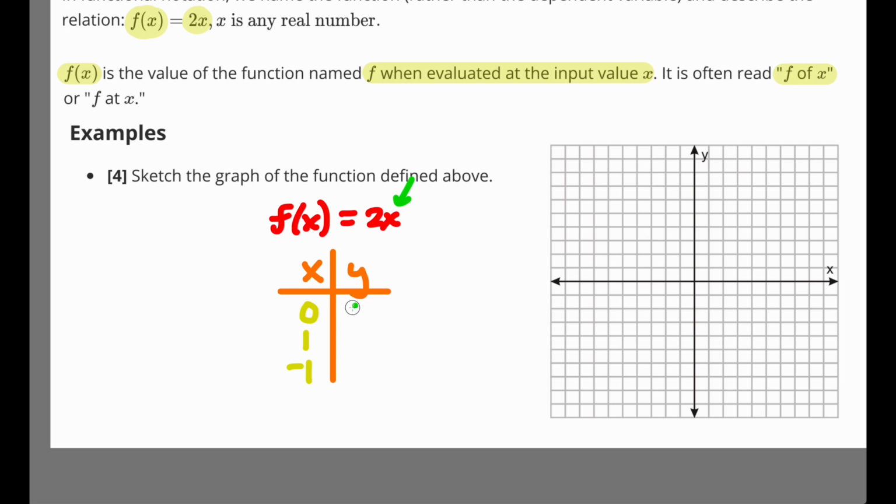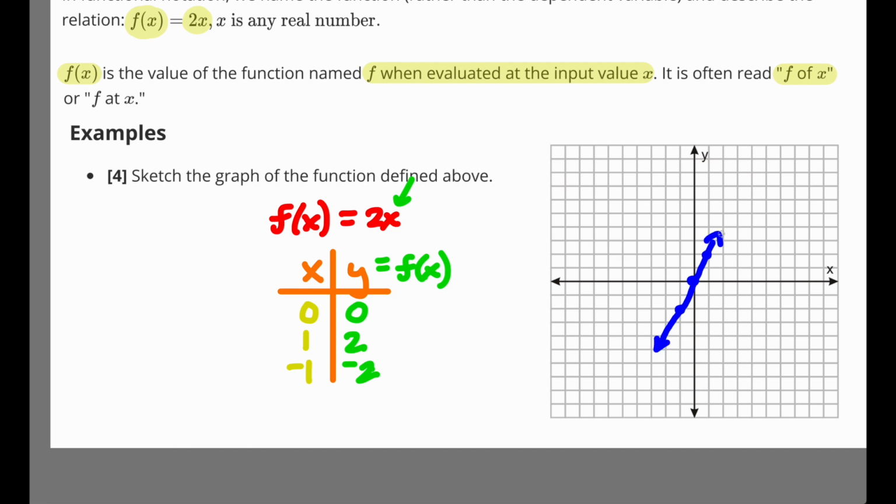So 0 times 2, the y is going to be 0. And again, this could actually say y is equal to f of x. It's going to be the same thing. Okay, f of 1 is going to be 2, f of -1 is going to be -2. And what I can do now is plot those x's and y's and then just connect the dots essentially. So we have something like this, and then we can just connect the dots.